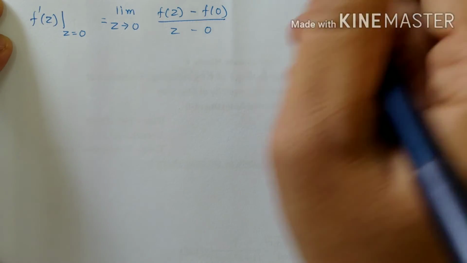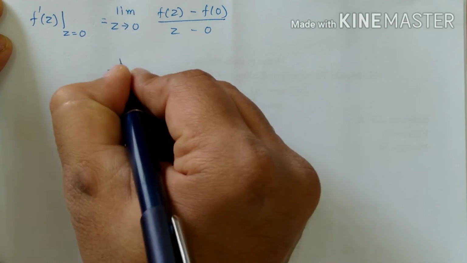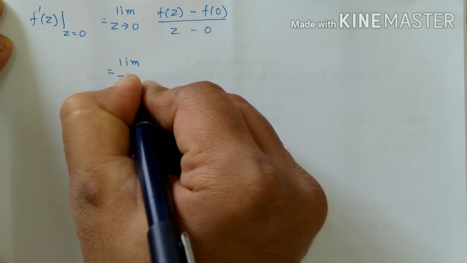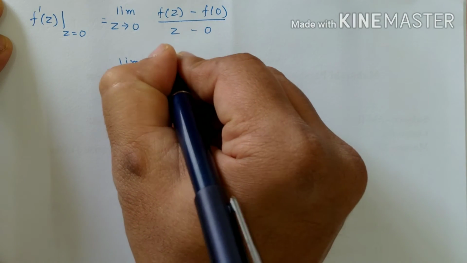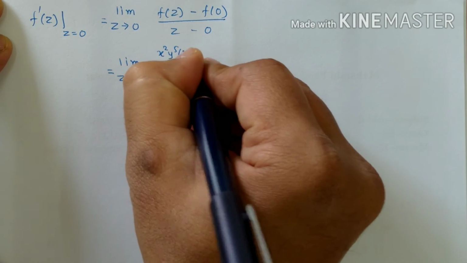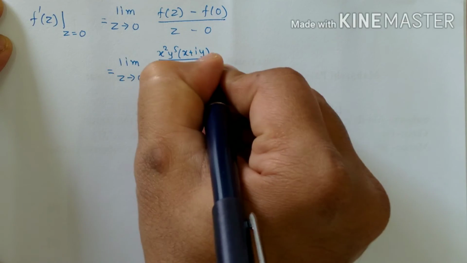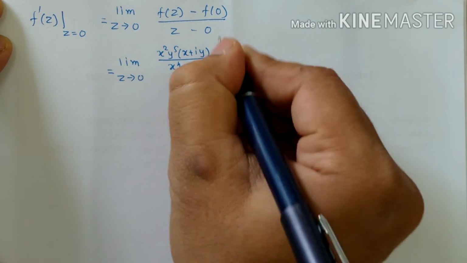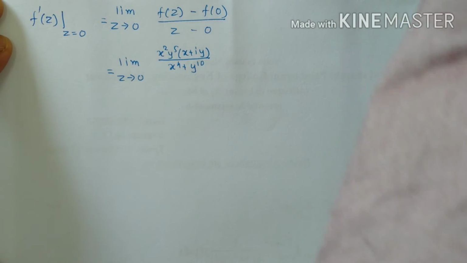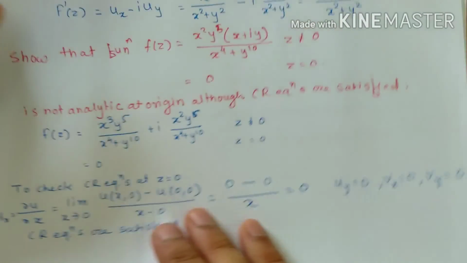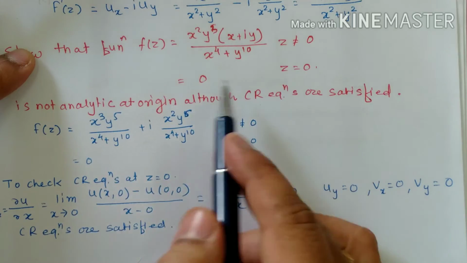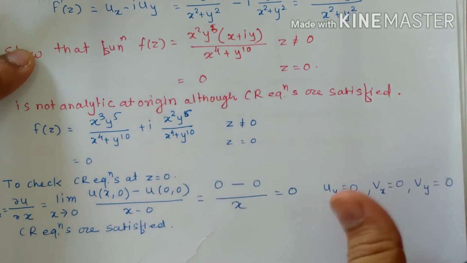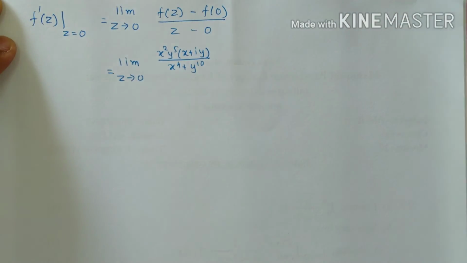Now looking at your function, the f of z is x square y raised to 5 into x plus iy divided by x raised to 4 plus y raised to 10. Now f of 0, looking at the definition of f of z, see here for z equal to 0, the value of f of z is 0. So hence f of 0 equals 0.